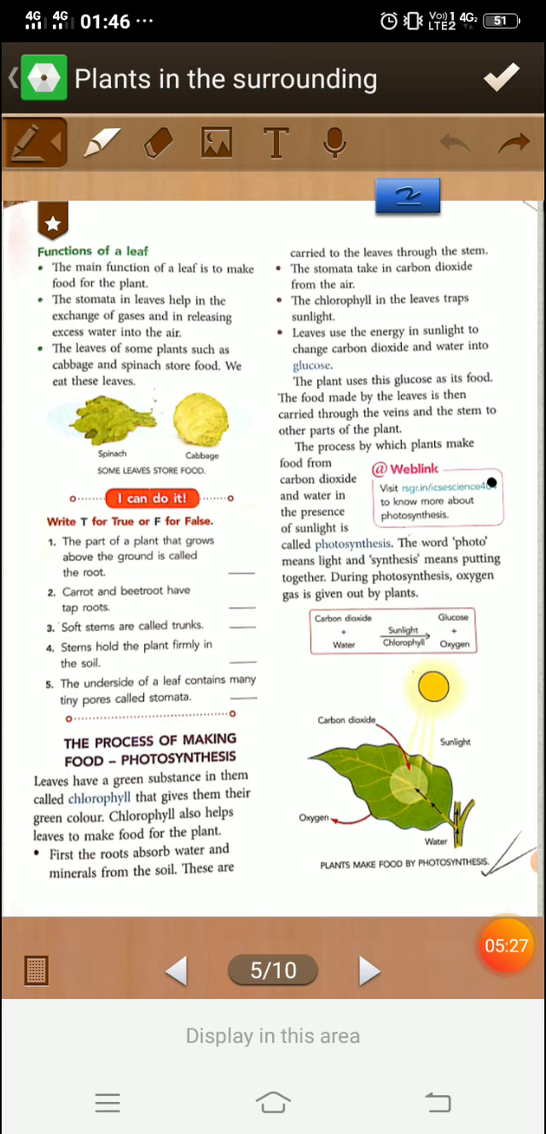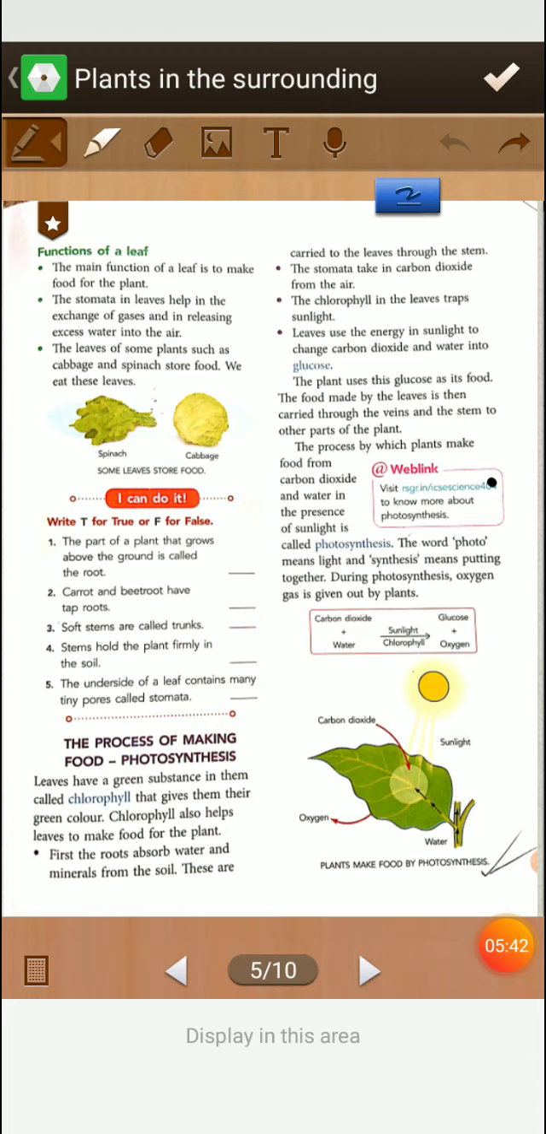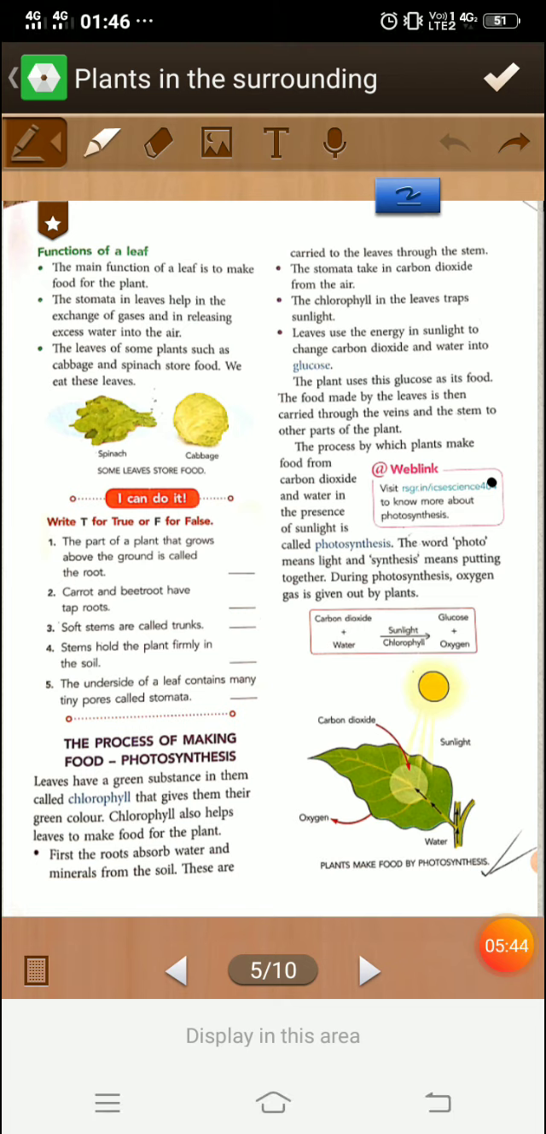Now we'll discuss the process of making food, that is photosynthesis. The process of making food by the green plants using carbon dioxide from the atmosphere, water from the soil absorbed by the roots, in presence of sunlight and chlorophyll, they make food for the whole plant, and this process is termed as photosynthesis. Now for the process of photosynthesis, a plant needs four raw materials.